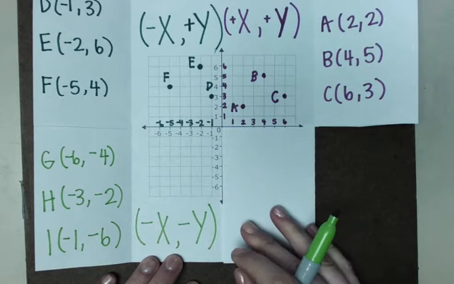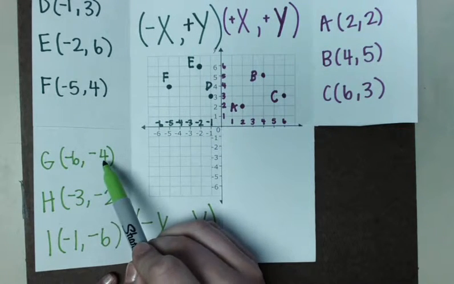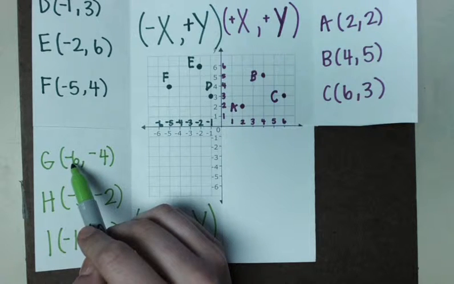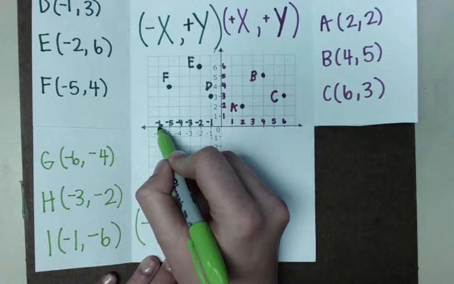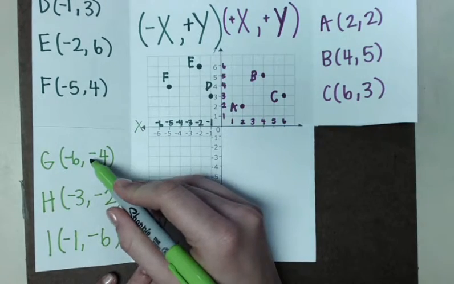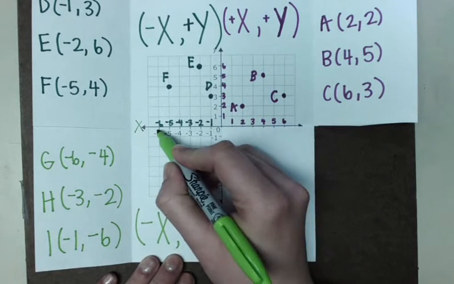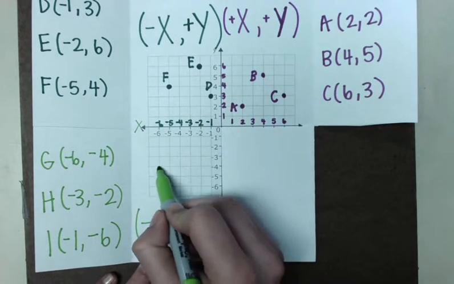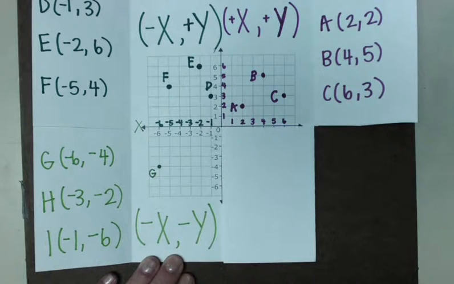So let's plot our first point. Point G, -6 and -4. So our x is -6, so we go over to -6 on the x-axis, which is this one right here. And we go down, we go to -4 on our y-axis. So over -6, down -4, and that is going to be point G.